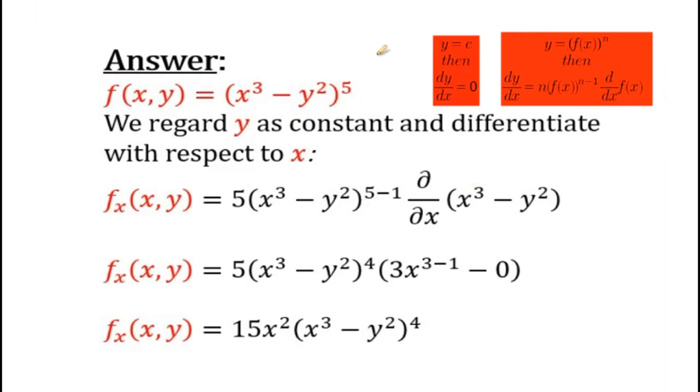Before starting the answer, we know that if y is equal to c, where c is a constant, then dy by dx is equal to 0. Similarly, we know that if y is equal to a function to the power n, then dy by dx is equal to n times the function to the power n minus 1 and d over dx of f of x, that is the further derivative of the function. Note that n should not be equal to 0. If n is equal to 0, then we have a constant, and we know that the derivative of a constant is equal to 0.